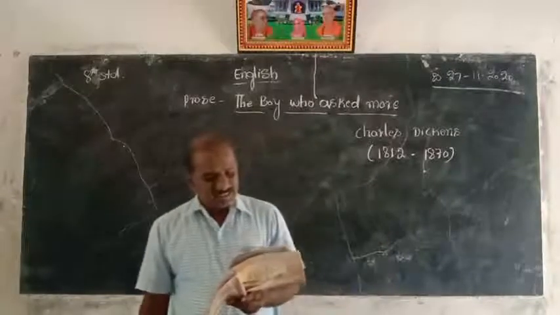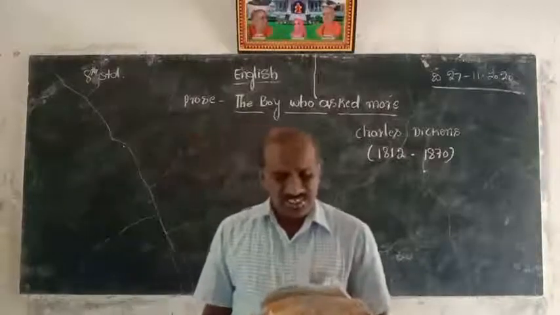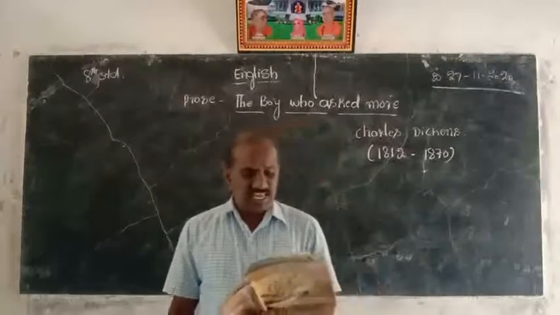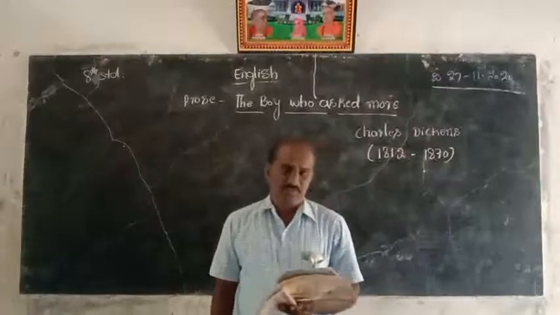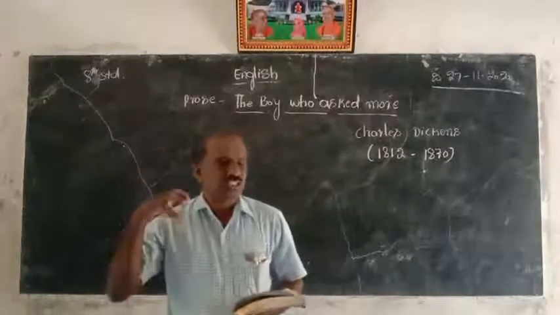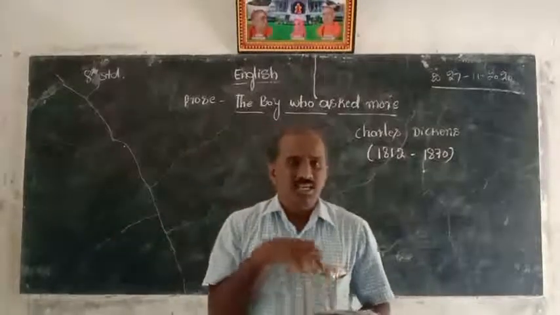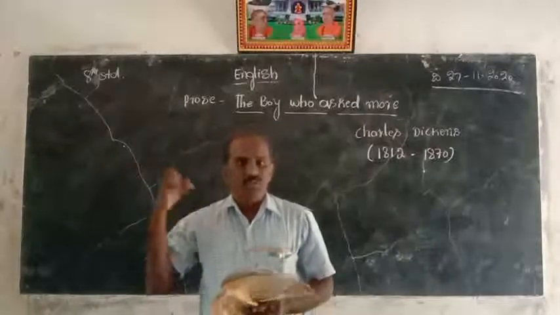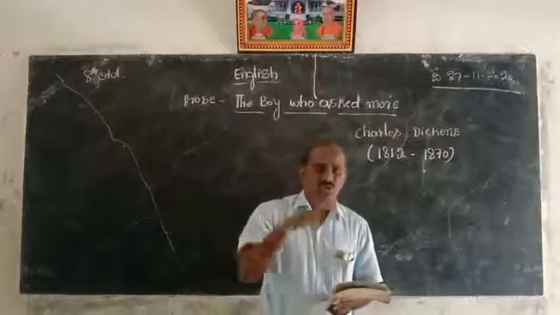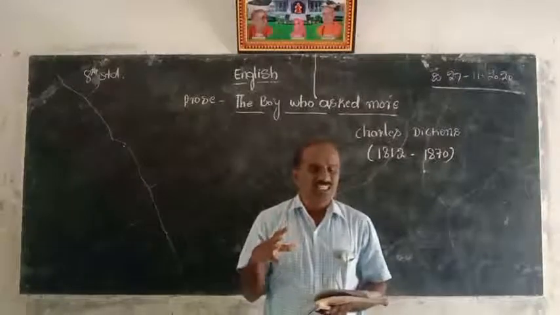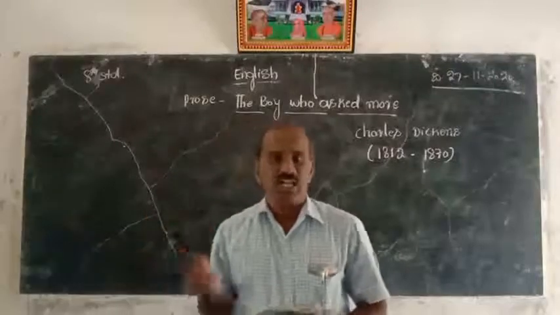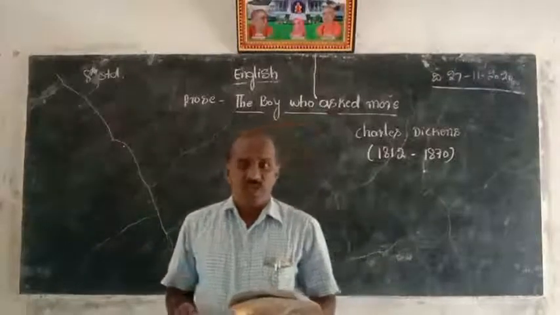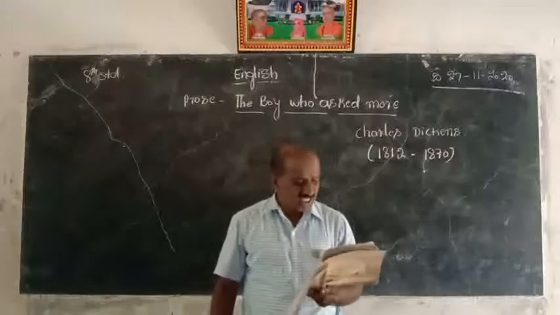And his attacks on social evils like child labor and institutional cruelty. So through his writings, he tried to picturize or show the social evils, just like child labor and institutional cruelty. Most of his writings are on these evils.